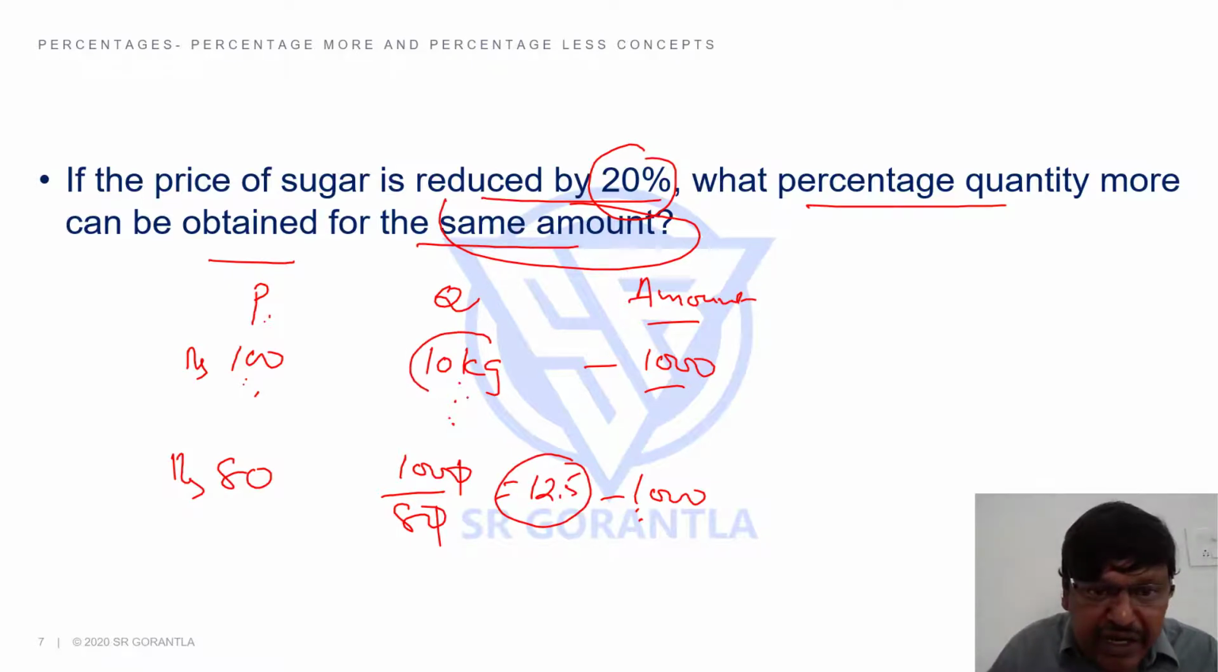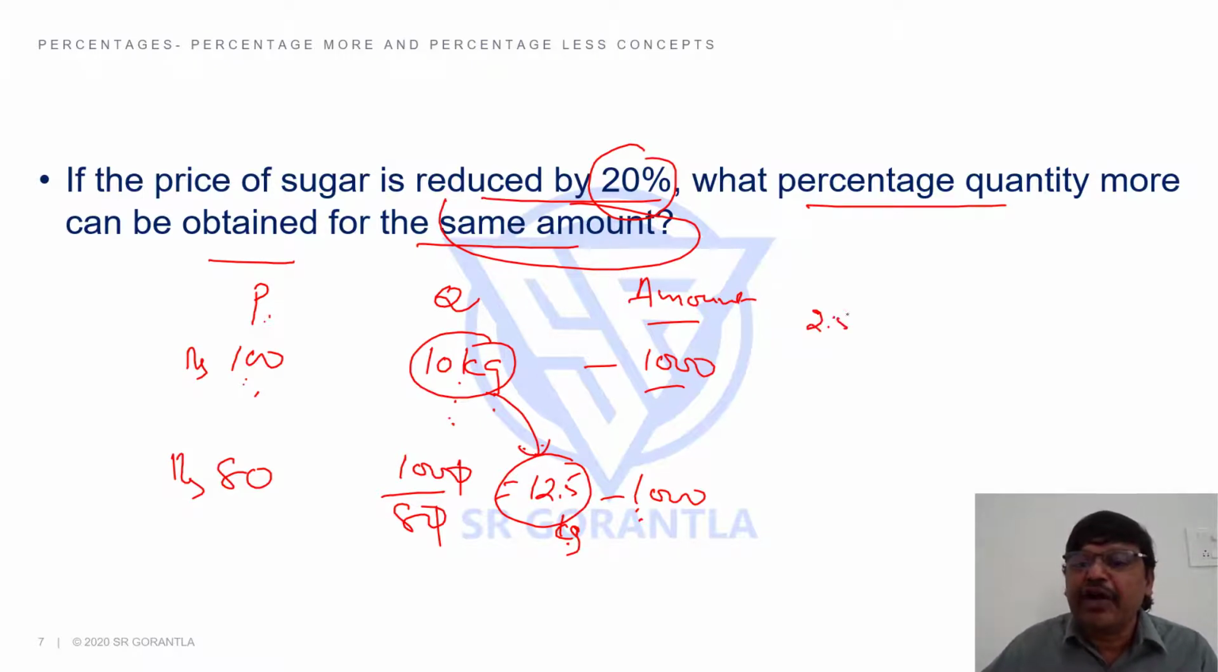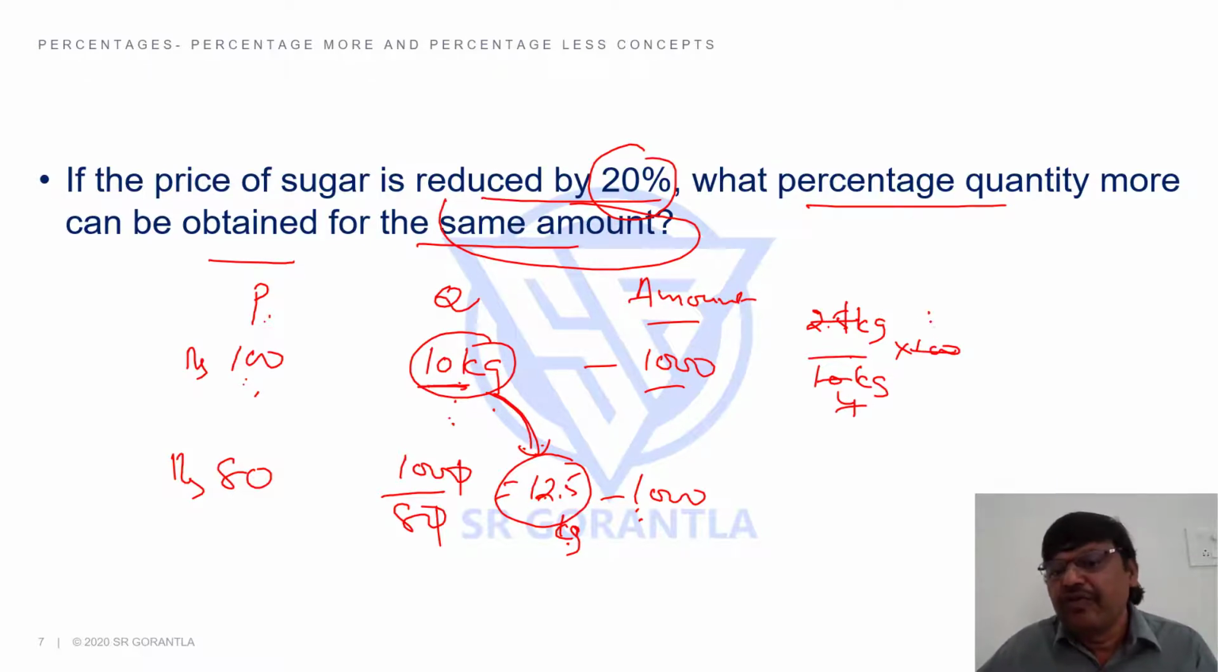What is the original quantity? 10 kilograms. New quantity is 12.5 kilograms. What is the increase in the quantity? 2.5 kilograms. There is an increase of 2.5 kilograms for the initial quantity of 10 kilograms, into 100. You can see 2.5 into 100 by 10, it is 25%. Or you can simply say the 0 gets cancelled, 2.5 into 10, 25%, right? This is one way of doing it, the first method.